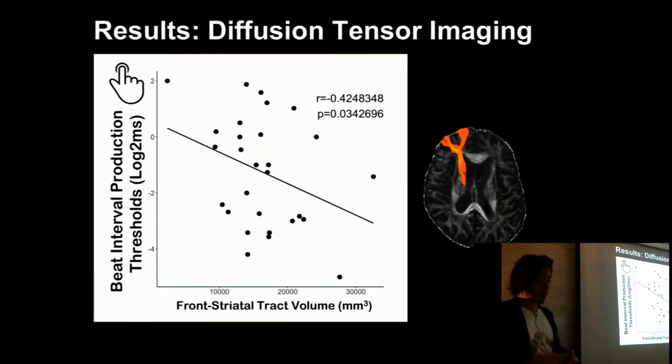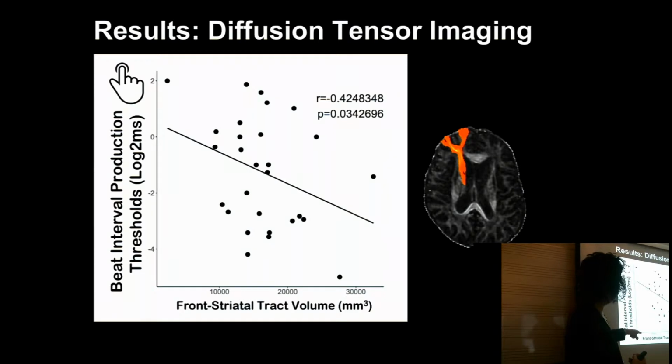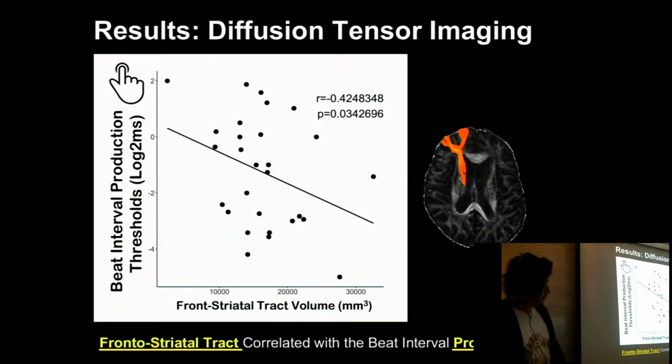And here are results from the diffusion tensor imaging, but right now the lateral axis shows the frontal-striatal tract volume. That's shown here, from the basal ganglia, the striatum, the caudate areas, to the frontal areas. And here the vertical axis is not the perception but the production thresholds. We also find a significant correlation between these two measures. The frontal-striatal tract correlated with the beat interval production.